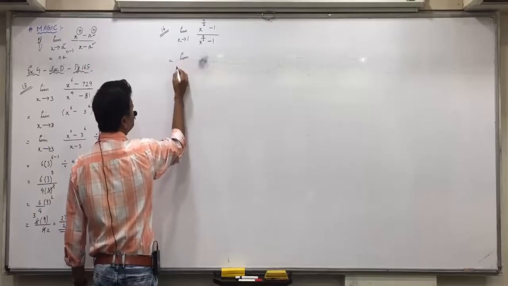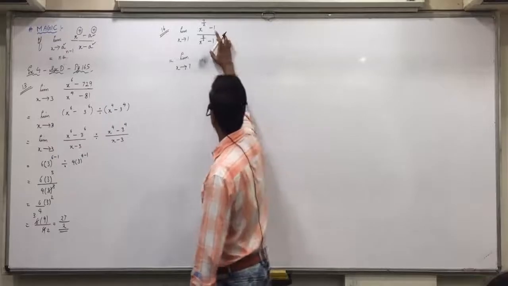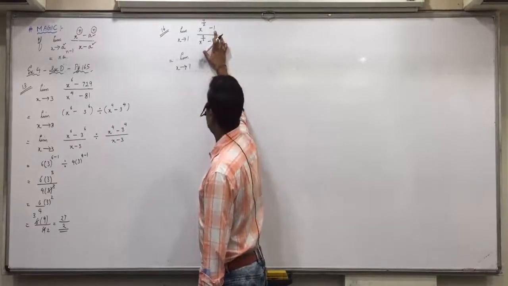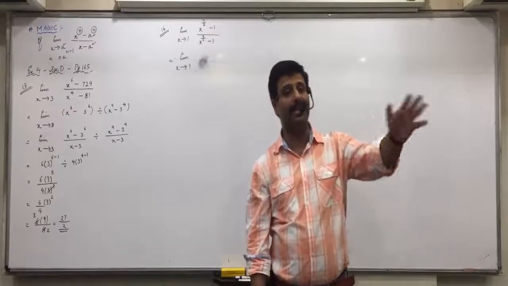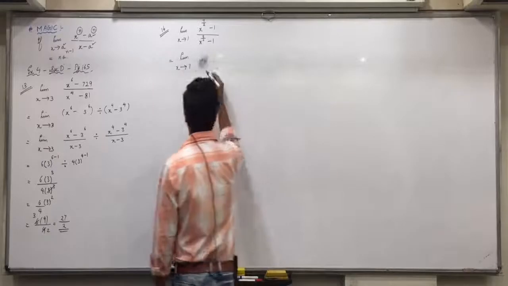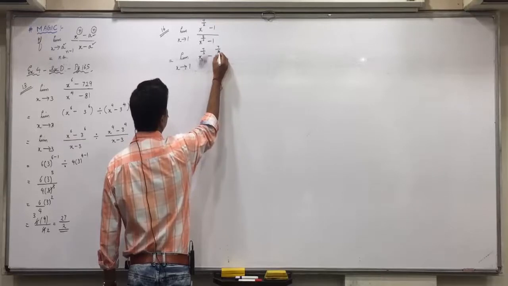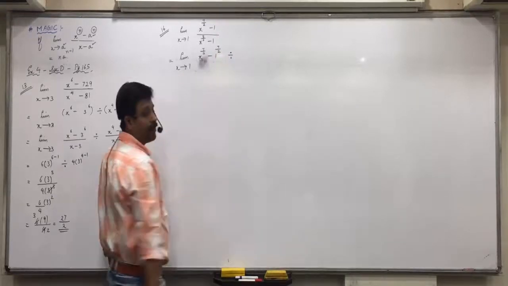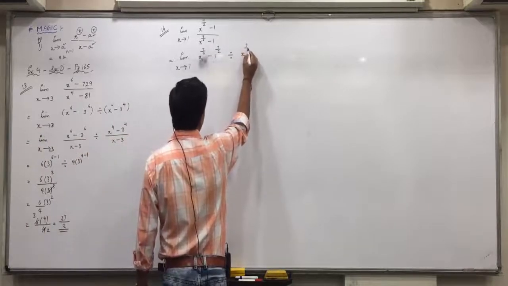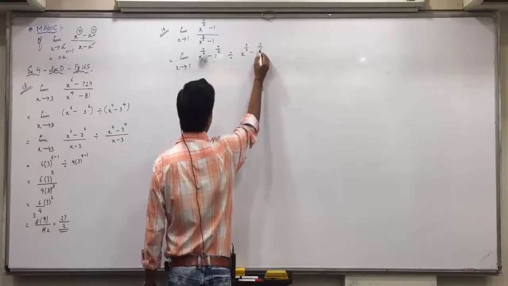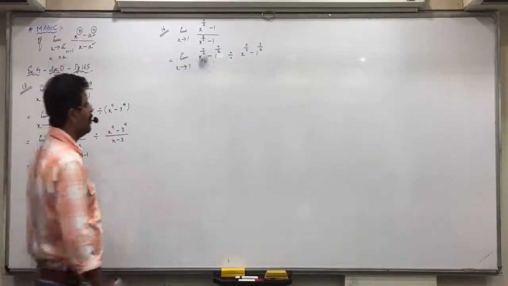Now, limit x tends to 1. First of all, this 1 will be straight away substituted with 1 raised to 7 by 2. By the way, 1 raised to anything is 1, so the value will remain same. Into x raised to 7 by 2 minus 1 raised to 7 by 2, and then we'll use the sign of division. Same way, x raised to 3 by 2 minus 1 raised to 3 by 2. Did you understand this, everyone?